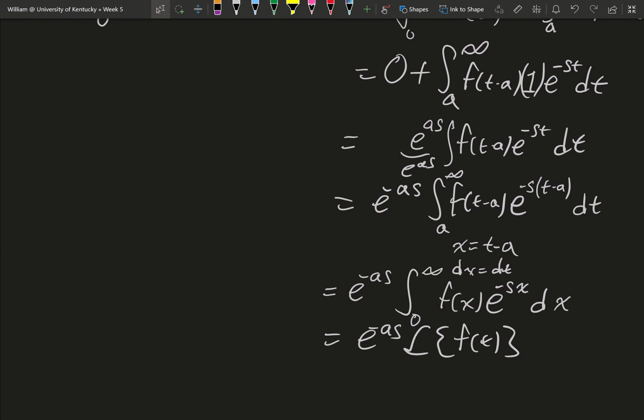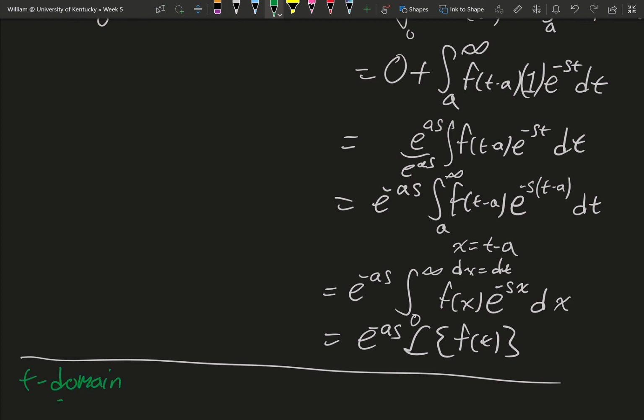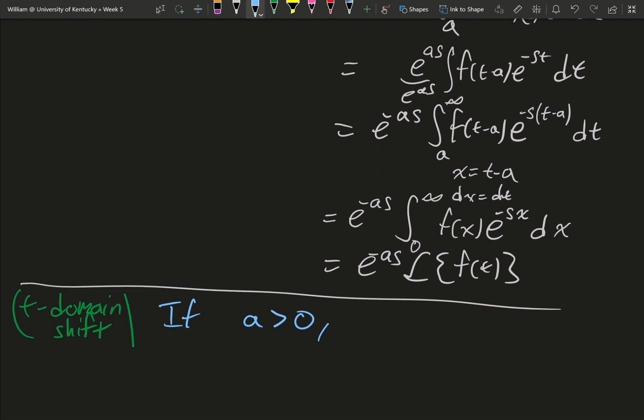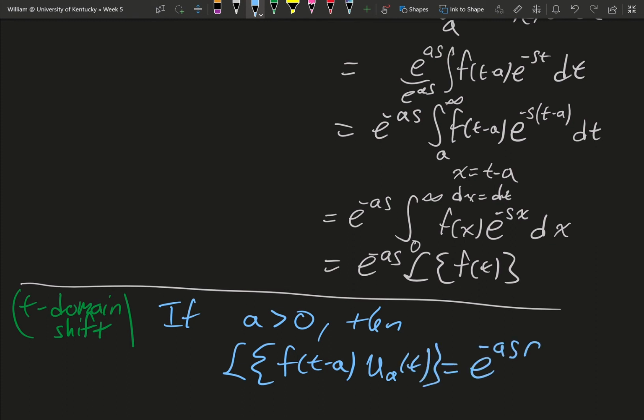So to sum up, this is sometimes called the t-domain shift. If a is greater than 0, then the Laplace transform of f of t minus a times the Heaviside function starting at a is equal to e to the negative as times the Laplace transform of the unshifted version of f.